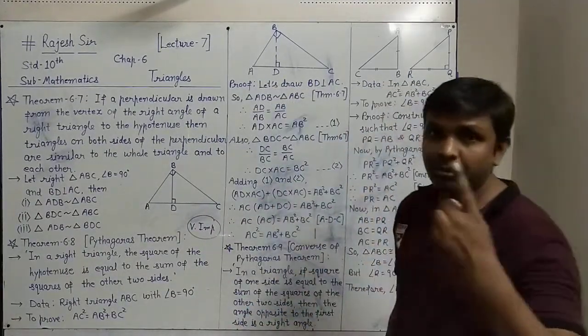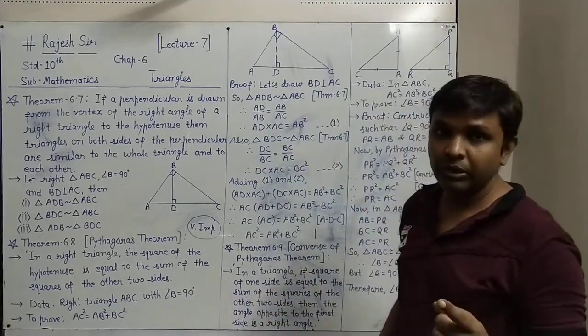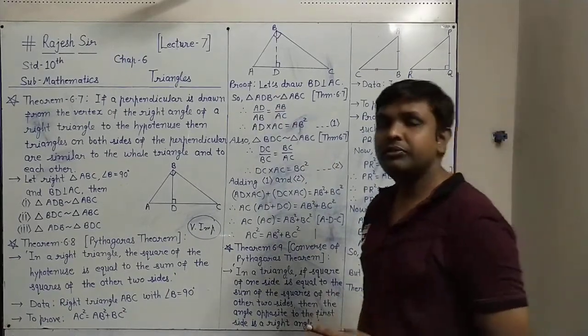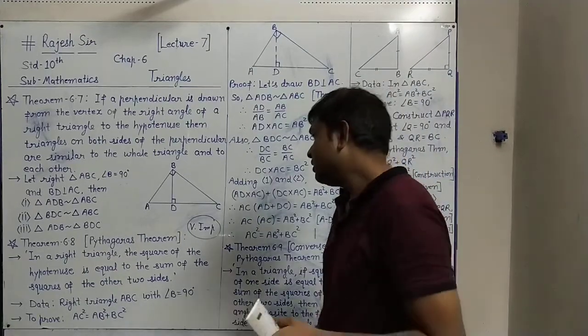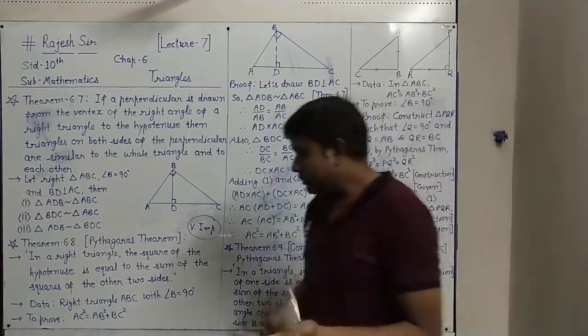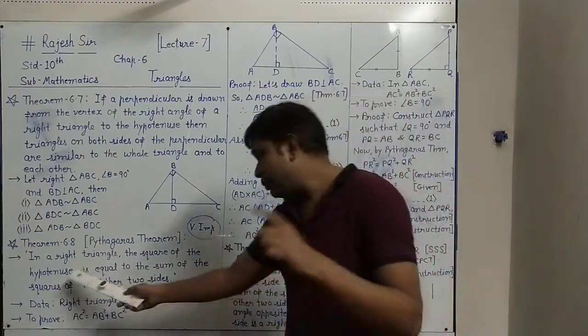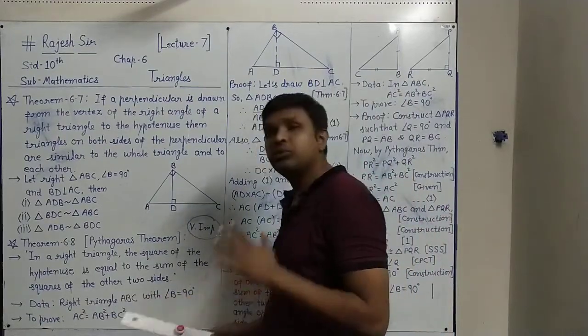It will carry 1 mark. Then the data to prove and the figure will carry one more mark, that is 2 marks, and the proof will be of 2 marks. This way, this theorem will be asked for 4 marks. So the Pythagoras theorem statement is: in a right triangle, the square of the hypotenuse is equal to the sum of the squares of the other two sides.